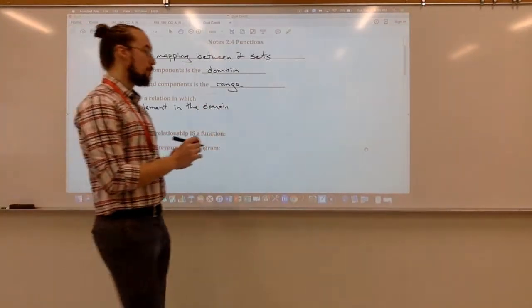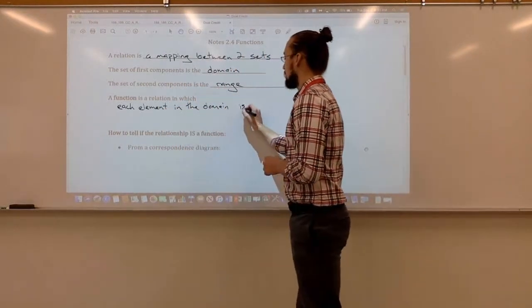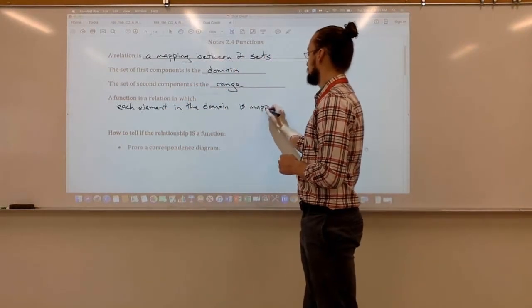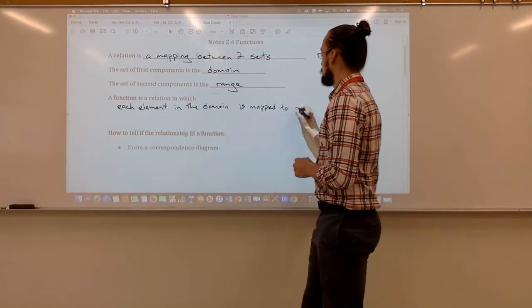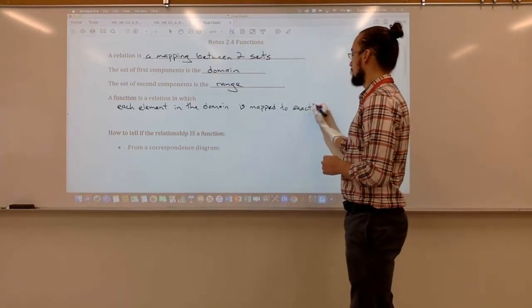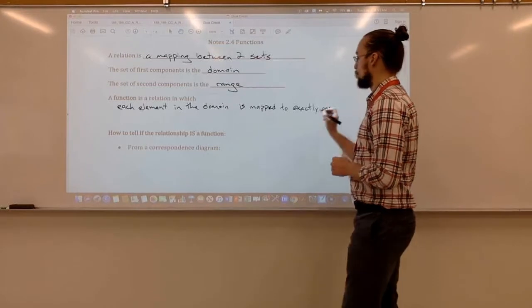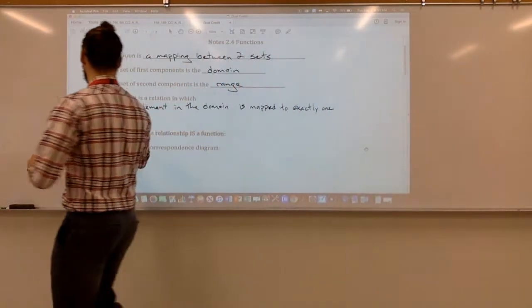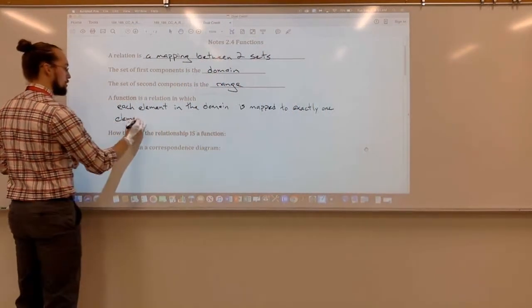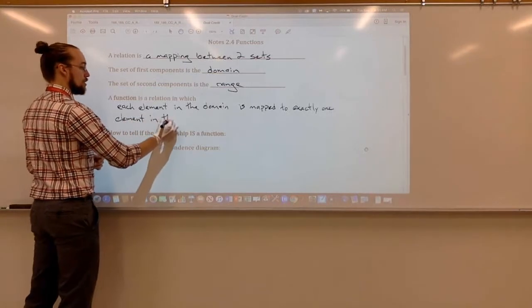Each element in the domain is mapped to exactly one element in the range.